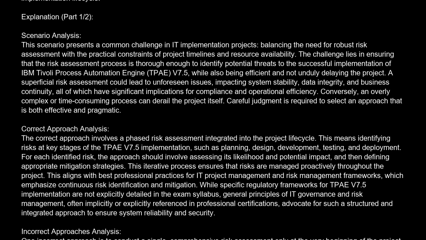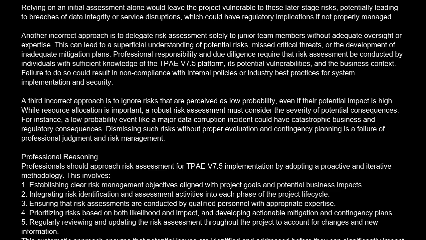Incorrect approaches analysis. One incorrect approach is to conduct a single, comprehensive risk assessment only at the very beginning of the project. This fails to account for risks that may emerge or change as the project progresses through different phases. For example, new technical challenges might arise during development, or unforeseen integration issues could surface during testing. Relying on an initial assessment alone would leave the project vulnerable to these later stage risks, potentially leading to breaches of data integrity or service disruptions, which could have regulatory implications if not properly managed.